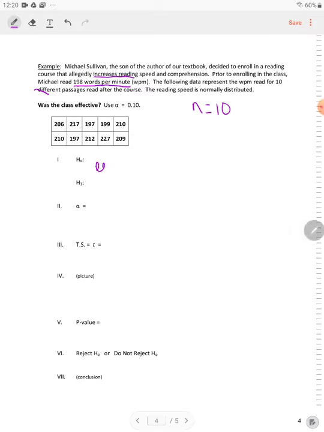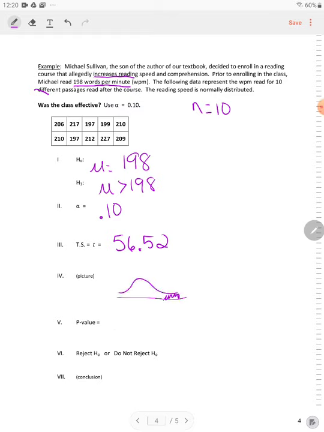So mu, okay, let's clean that up a little bit. So the mean is equal to 198. If it increases, the mean is greater than 198. Alpha is 0.10. Okay, so again, using our calculator, this would be data. When I give you a list of points, you get t equals 56.52. Where is greater than? That's a right tail. The p-value is 4.23. Now be careful because there's an E negative 13. That's 10 to the negative 13, scientific notation, which is approximately 0.